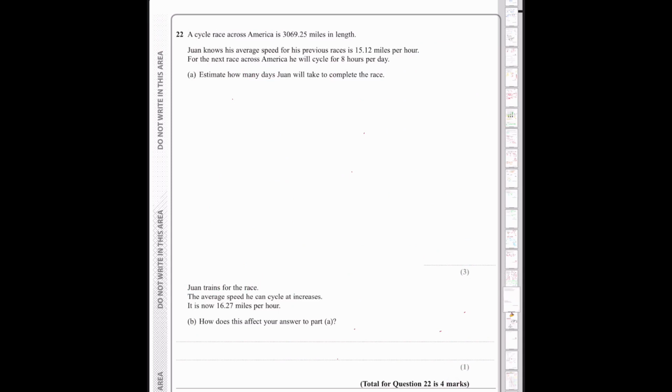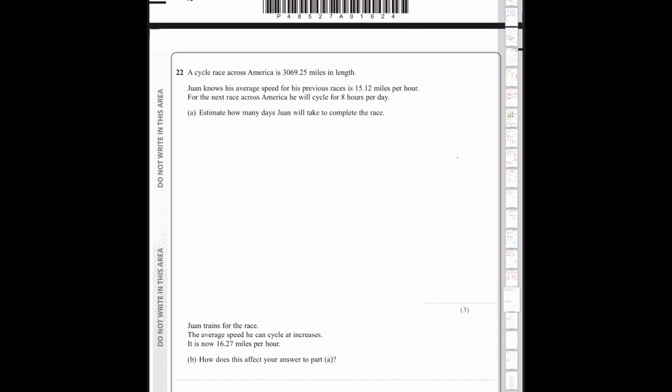So question 22 then. Question 22 says that a cycle race across America is 3,069.25 miles in length. Juan knows his average speed for his previous races is 15.12 miles per hour. For the next race across America, he will cycle for 8 hours per day. Estimate how many days Juan will take to complete the race. So the key word here is estimate.